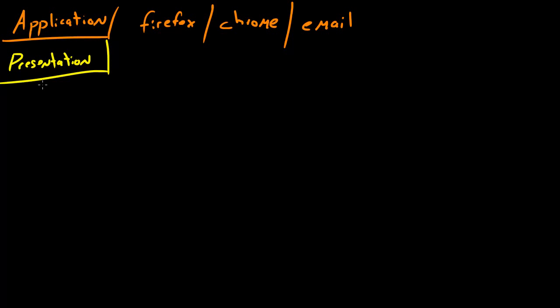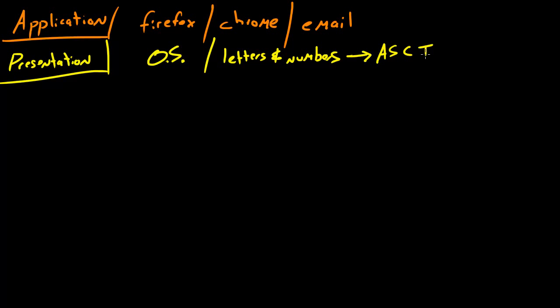The presentation layer. Now, this is the layer that your operating system works on. Now, what this does is it basically converts text that the user can understand, like letters and numbers. Because, of course, whenever you type something into your email, you're typing just basic letters and numbers, a language that you can understand. But that isn't the language that your computer can understand. Your computer, actually, one of the languages it understands is something called ASCII.